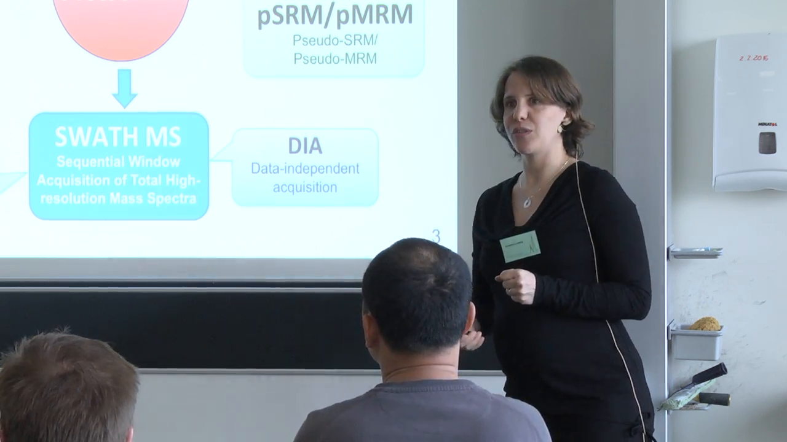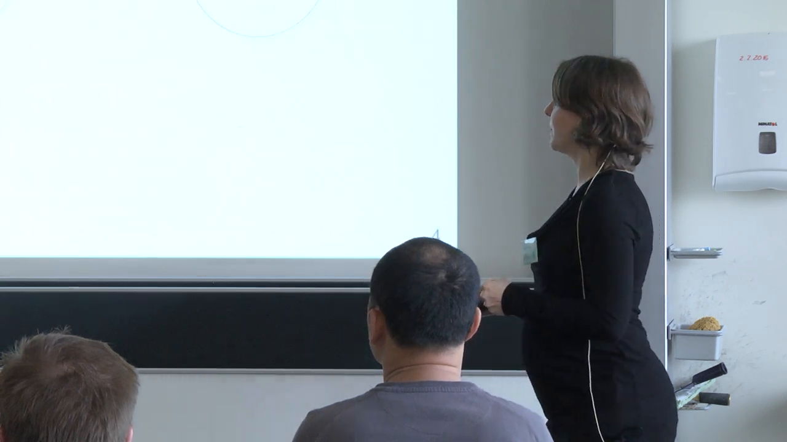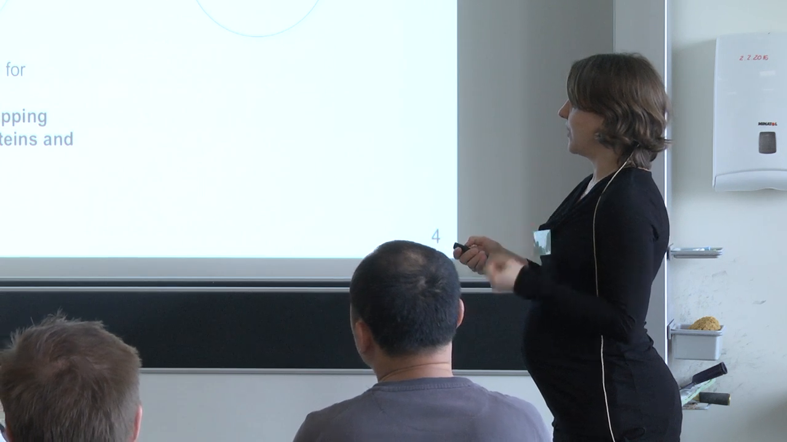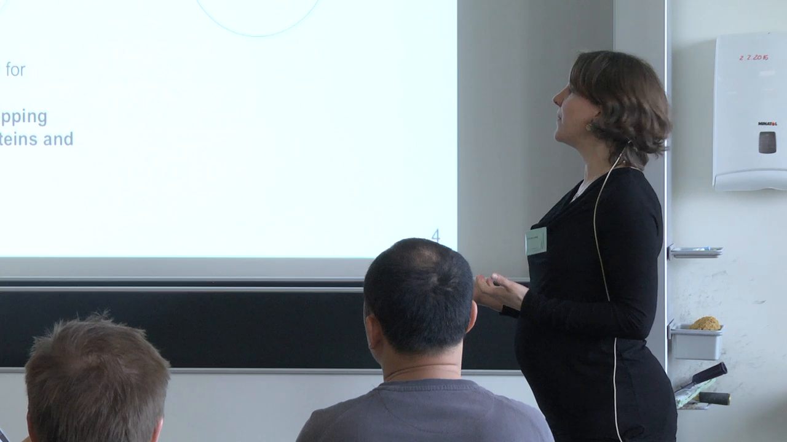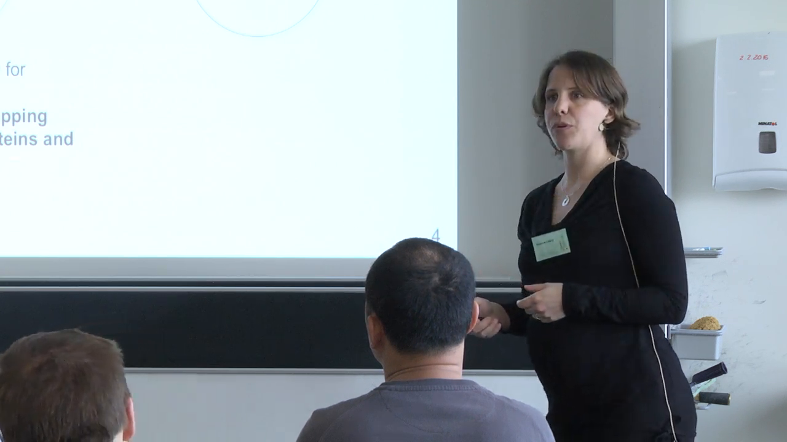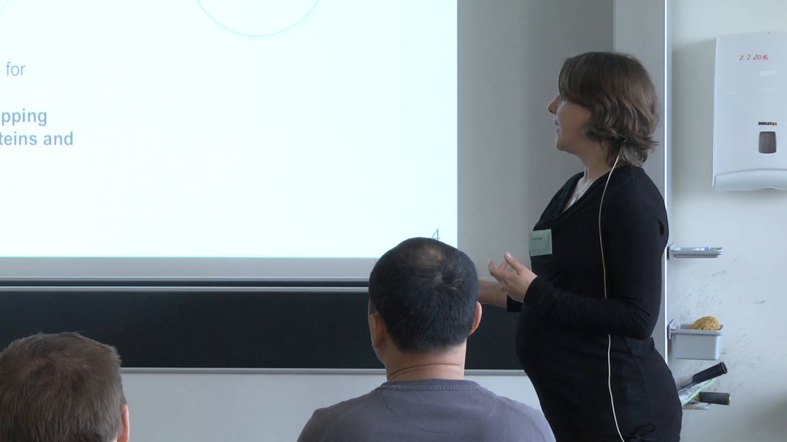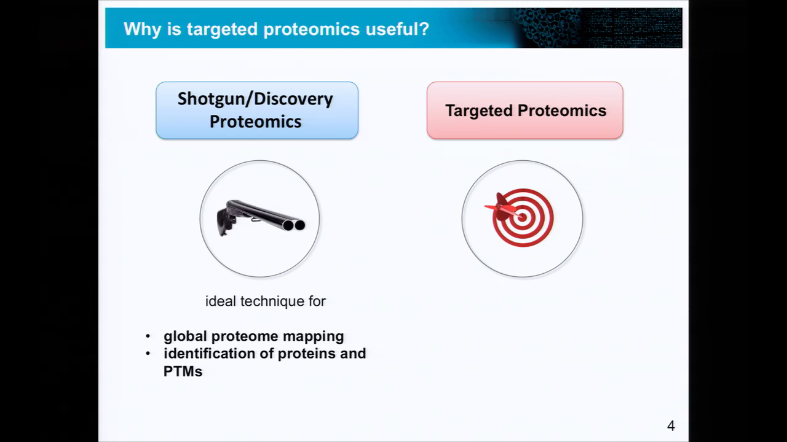What's very easy to remember is that no matter which type of targeted proteomics you're working with, the benefit of all of them is always the same. And what's this benefit? Well, if you have a project where the overall aim is to globally map the proteome in your sample, so to identify as many proteins and PTMs as possible, then shotgun proteomics or discovery proteomics is the method of choice for you.